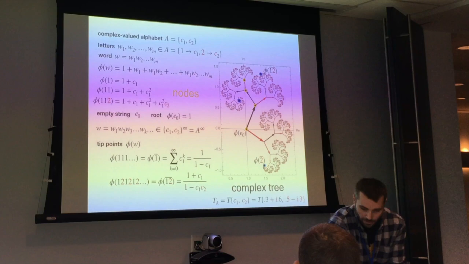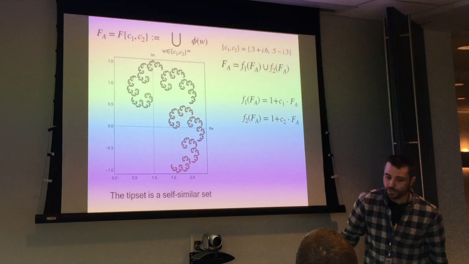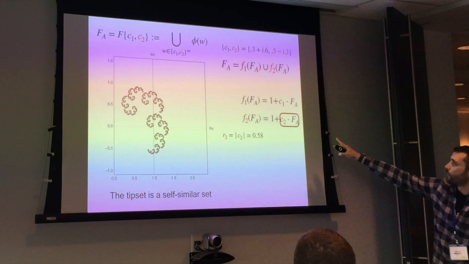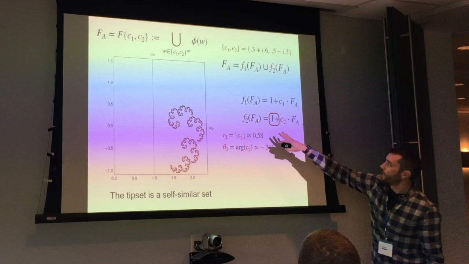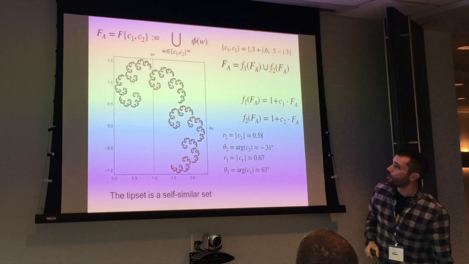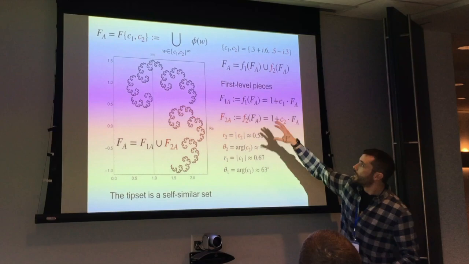So if you take all the tip points, you get the self-similar set, which satisfies the self-similarity equation, where I'm just going to use the pointer. The map F2, for example, is mapping the whole tip set, contracting it by your number C2, and rotating by the argument. And then I'm adding this translation by one. So that's what F2 is doing, and F1 is doing the same, but for the complex number C1. So we end up with the same set, and that's just the invariant set of your two maps. And I call this F1 in black and F2 in red the first-level pieces.